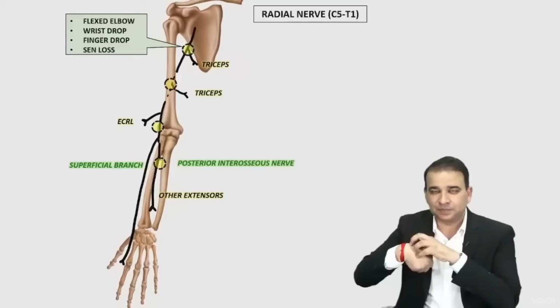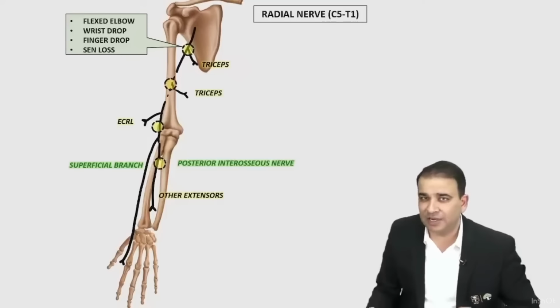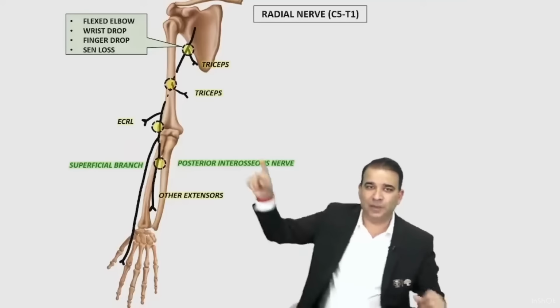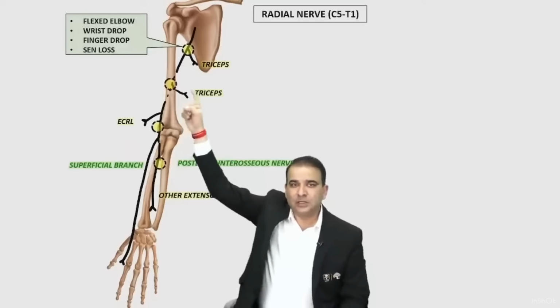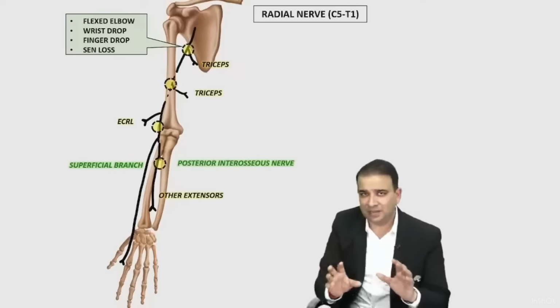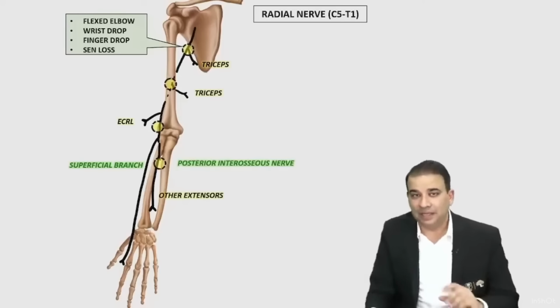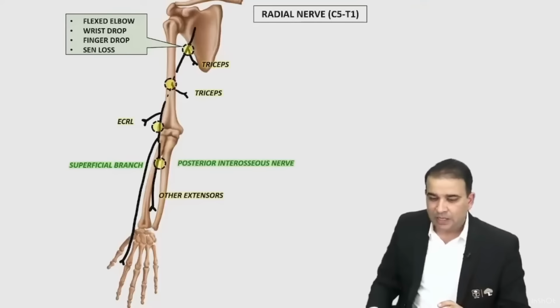loss. If the radial nerve is injured in the spiral groove, the difference between this and the first case would be, if the nerve is injured at this point here, some part of the tricep will be spared. Some part will be spared. And if some part of the tricep will be spared, then what will happen? Then we will not have the flexed elbow.